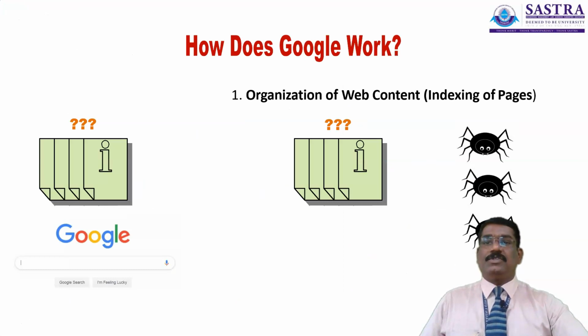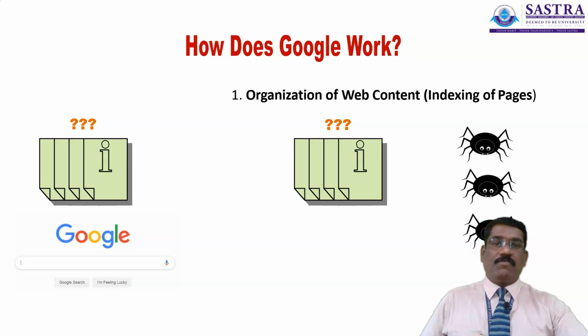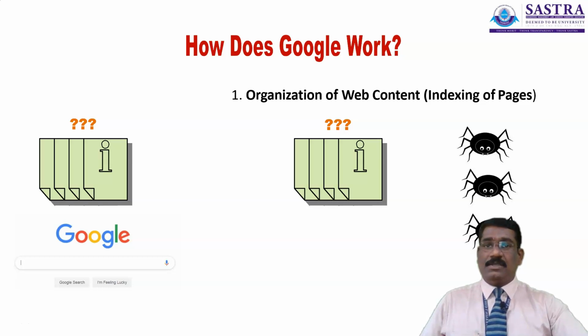So how Google decides which page to show starts long before you type. The key step of the entire Google search process is the organization of web content, which is called indexing of pages. So what happens here? All web pages' information is organized in a search index by Google. The index is similar to a library index.